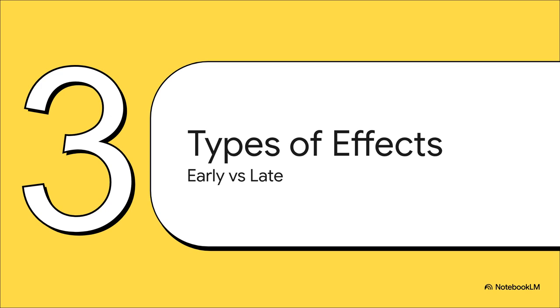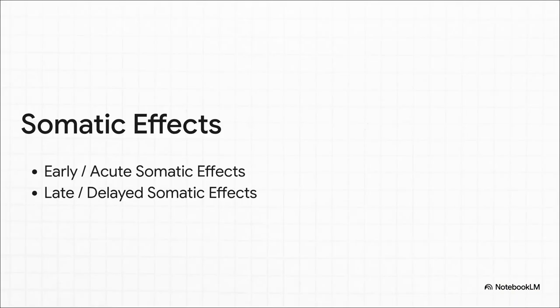All right, with that definition locked in, let's jump into Section 3, Types of Somatic Effects, where we look at early versus late manifestations. Scientists systematically divide somatic effects into two distinct types based on when they actually show up clinically, and the cellular logic behind this is fascinating.